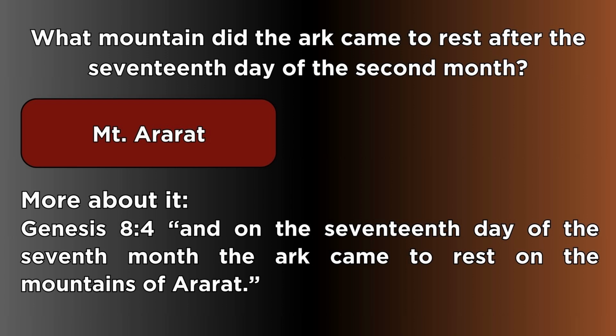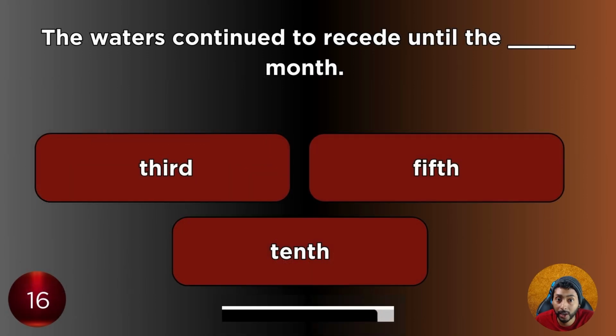Mount Ararat. Genesis 8:4. And on the 17th day of the 7th month, the ark came to rest on the mountains of Ararat. 16. The waters continued to recede until the blank month. 3rd, 5th, or 10th?